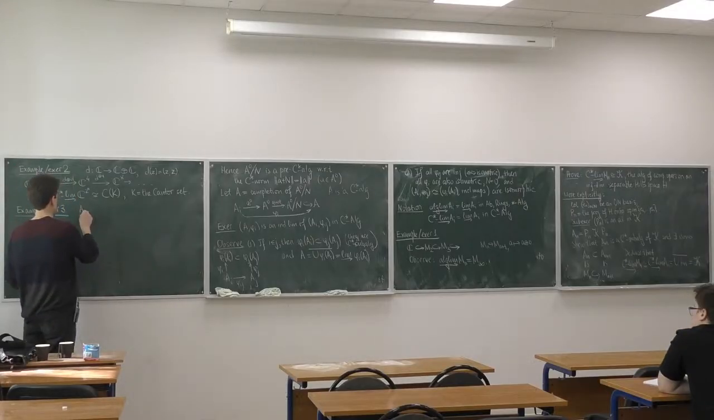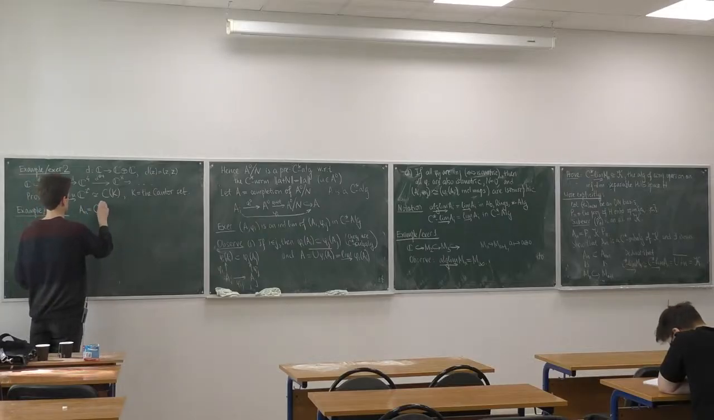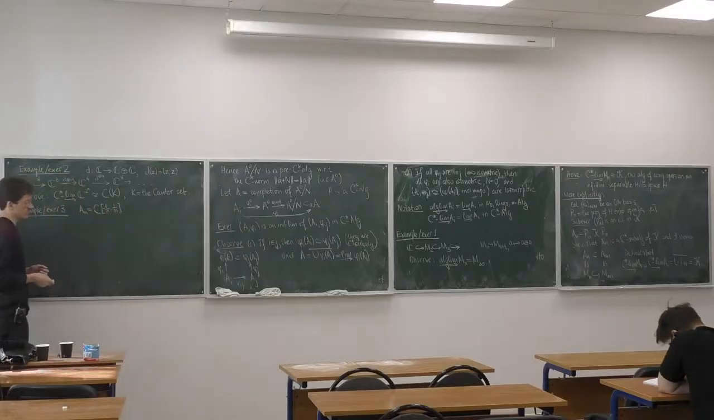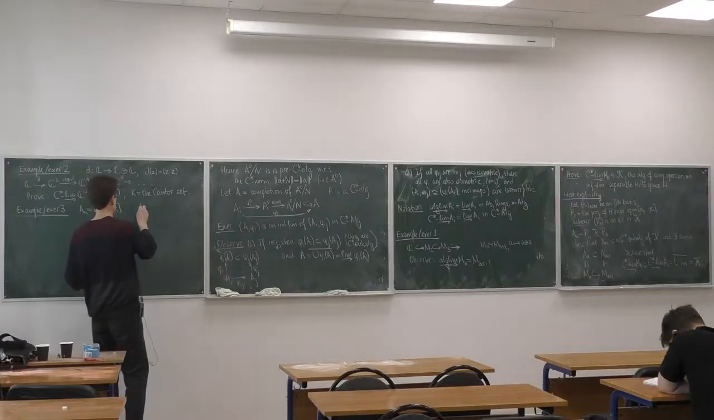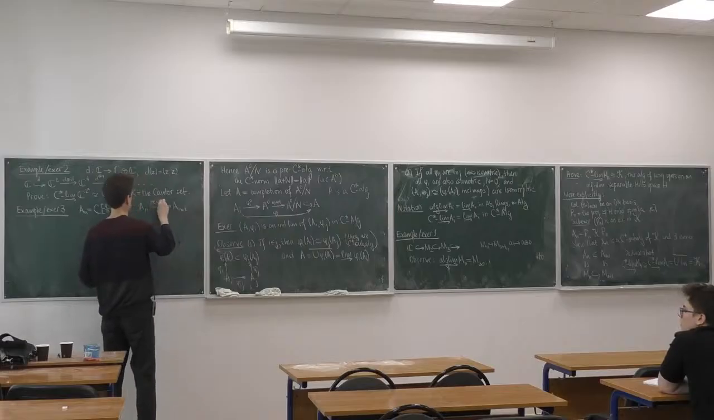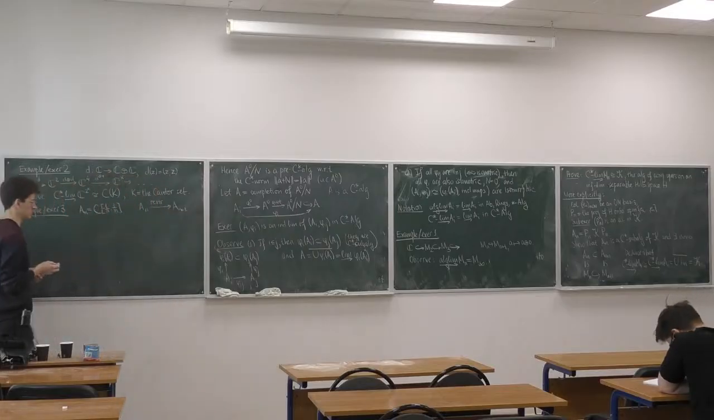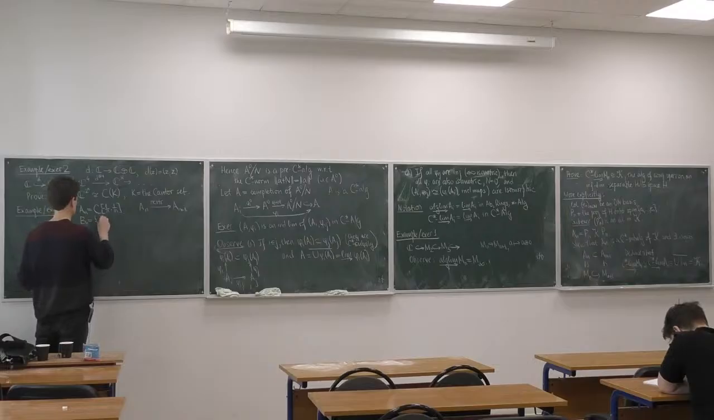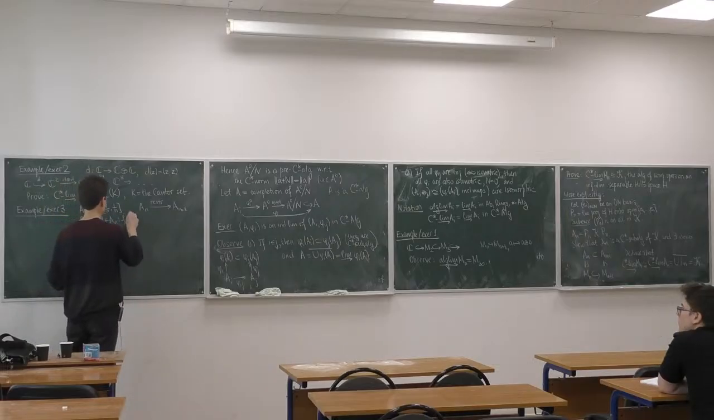So let An denote the algebra of continuous functions on the interval from -1 over n to 1 over n. So for every n we have the restriction map from An to An plus 1. This is the restriction map. So we obtain an inductive sequence of C-star algebras. Let's also denote by Bn the ideal in An, which consists of all functions vanishing at 0.